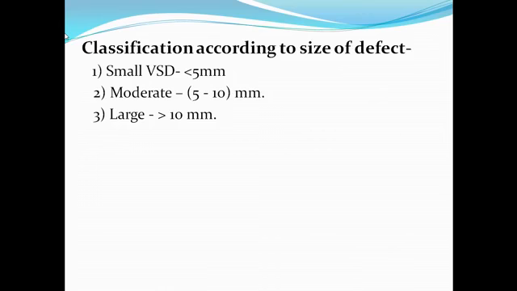Another classification is according to the size of the defect. When the VSD size is less than 5 millimeter, this is called small VSD. When size is 5 to 10 millimeter, this is called moderate VSD. When size is more than 10 millimeter, this is called large VSD. Have you understood?